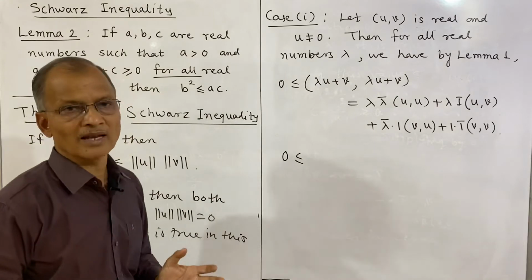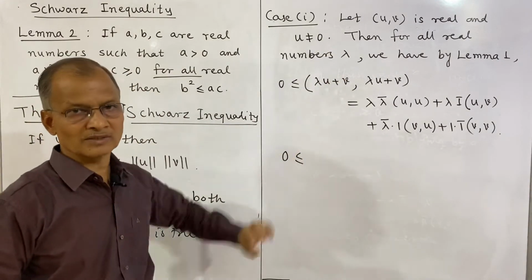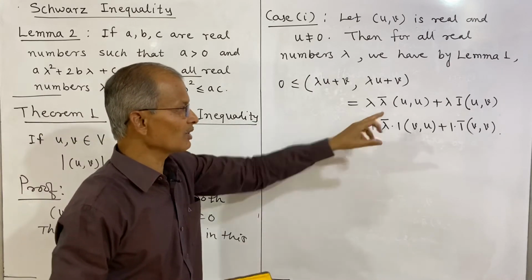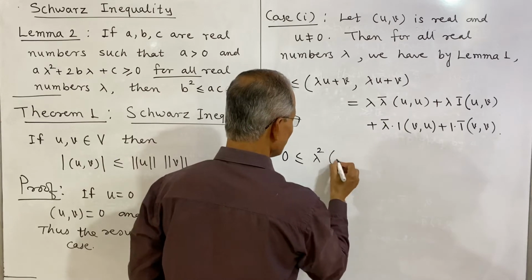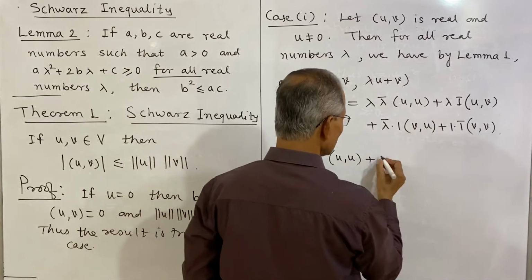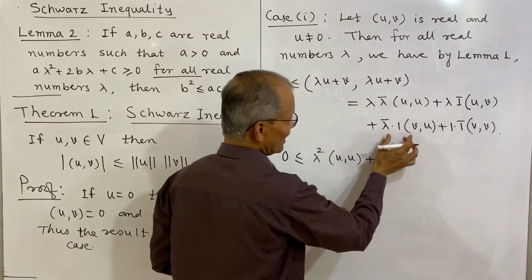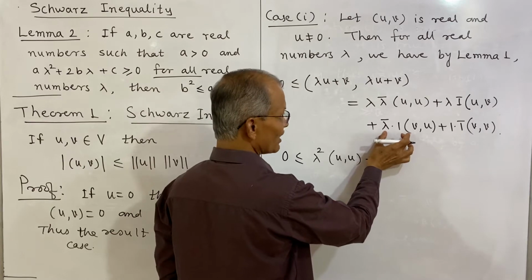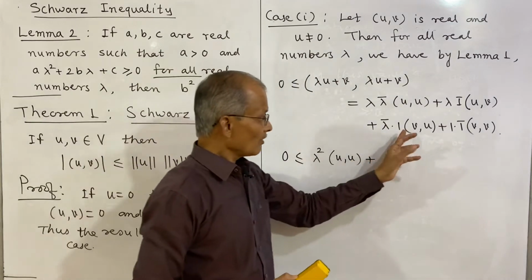Lambda bar is again lambda, because lambda is real. For a real number this conjugate is the same. So it is lambda into lambda, that is lambda square. So lambda square, and this will be inner product of u with u plus, conjugate of 1 is 1, so it is lambda into inner product of u and v, and conjugate of lambda is also lambda, so it is lambda into inner product of v and u.